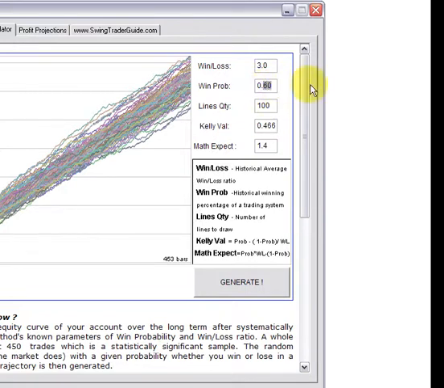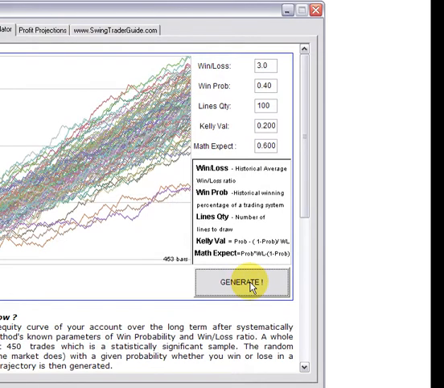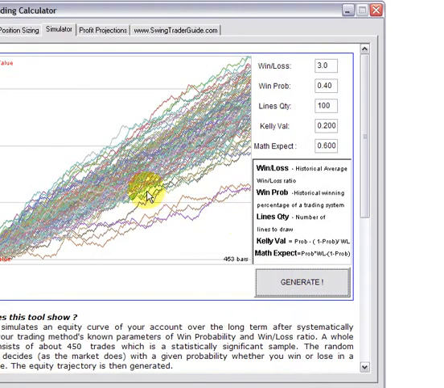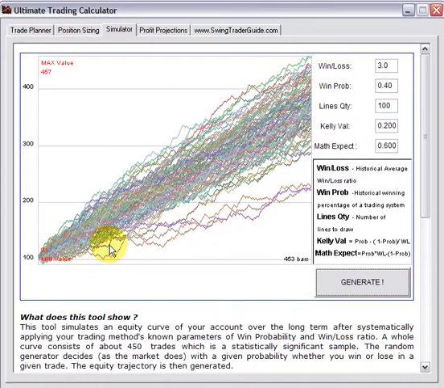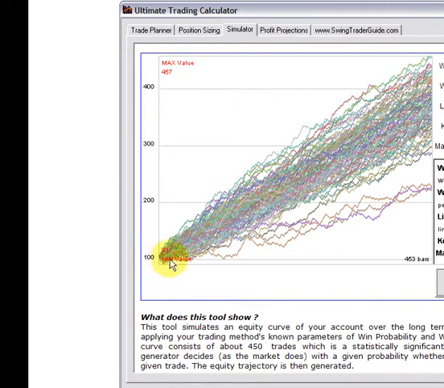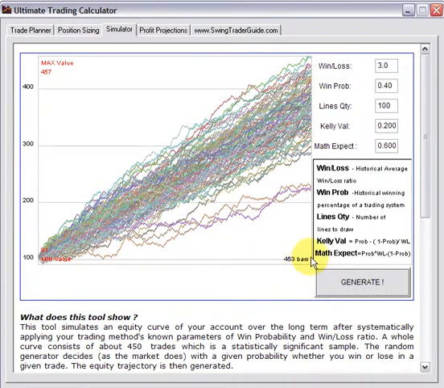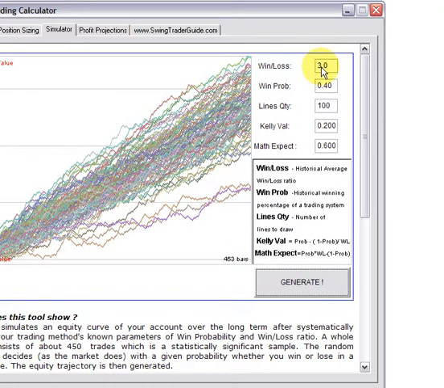Let's reduce the winning percentage to 40% and see what that looks like. Okay, so the account groupings are not as tight. It's still winning because this is the zero line here. So every account made a profit. Now that's mostly because of the win to loss size.